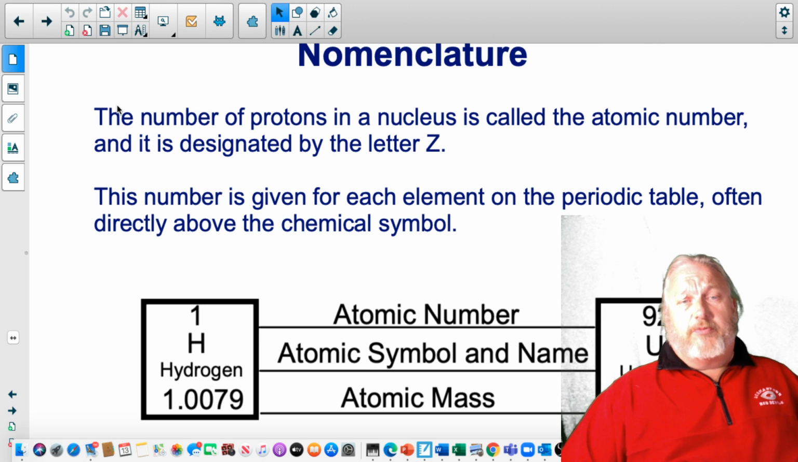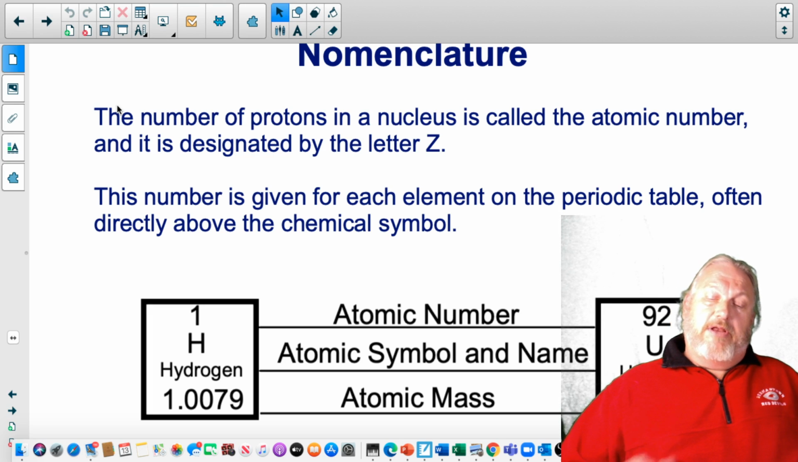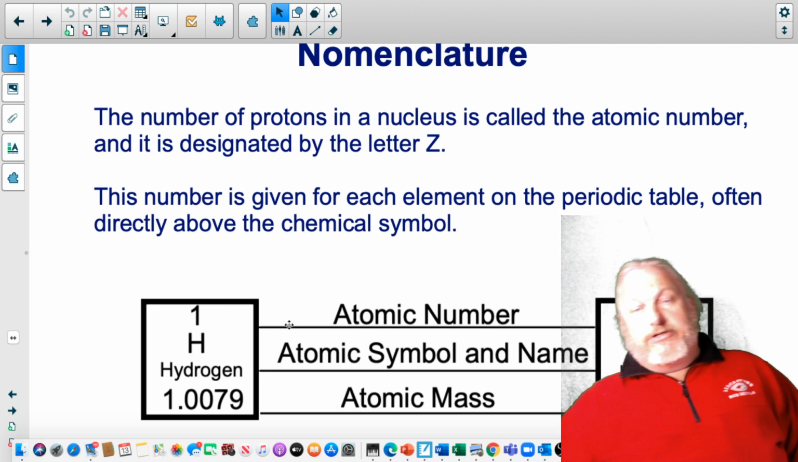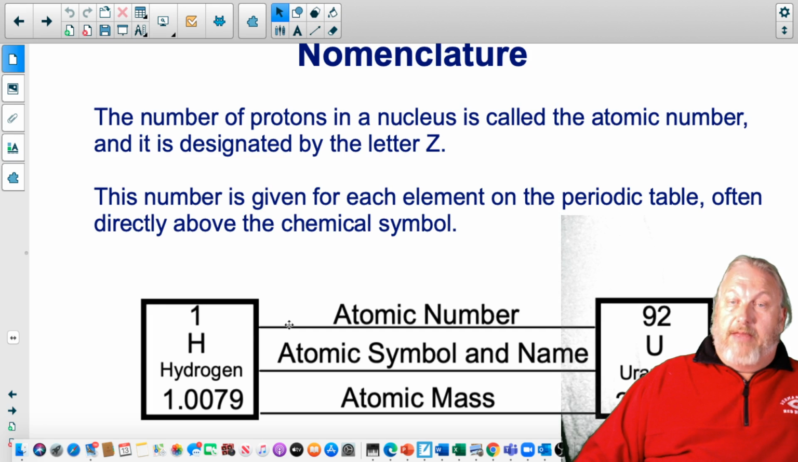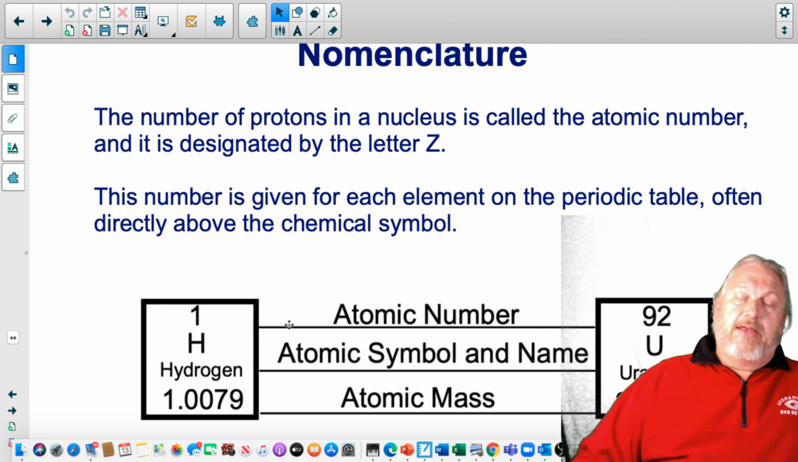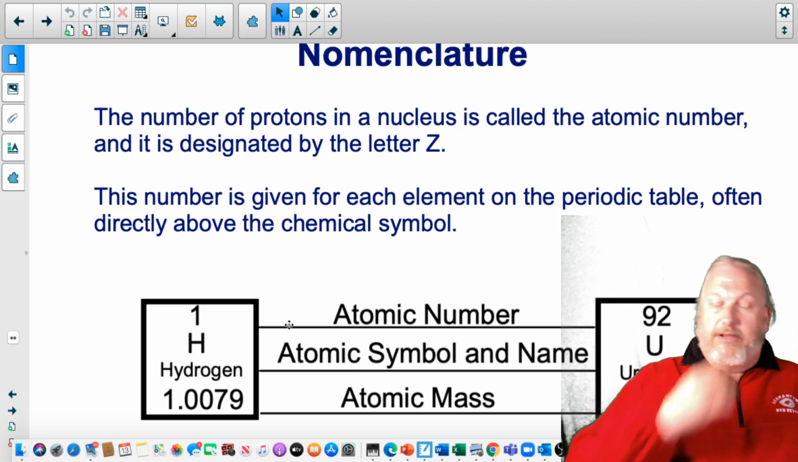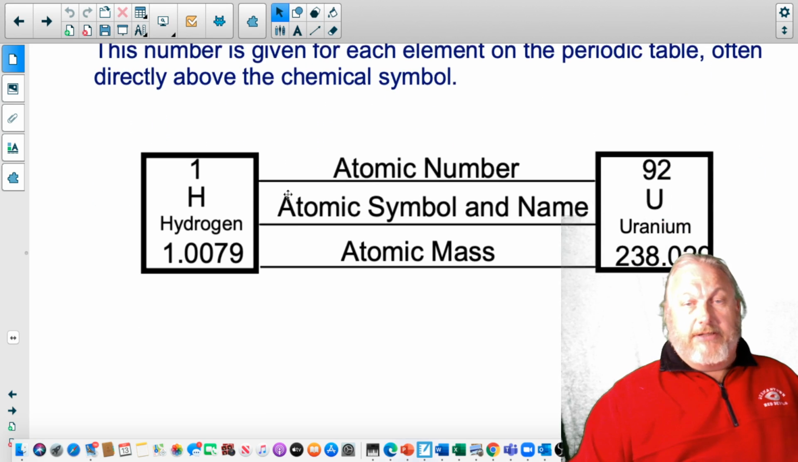So here are some new terms for you. The number of protons in a nucleus is what we call the atomic number. Remember, the number of protons is what makes the element or the atom what it is. So if you have 1 proton, you're always going to have hydrogen. If you have 92 protons, you're going to have uranium. And that's where you find it on the periodic table. Now we designate the atomic number as Z. So the atomic number, or the Z number, is always at the top of the symbol on the periodic table.